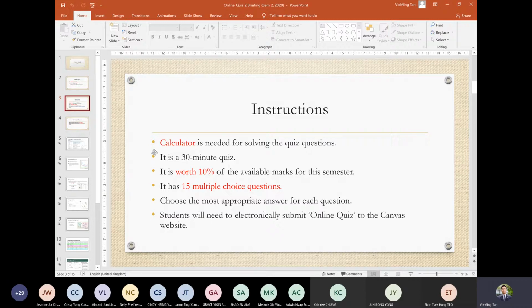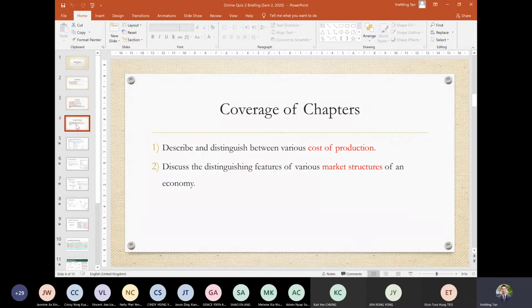What chapters will be covered? In short, only 2 chapters will be covered for quiz 2, which are the production costs, and the market structures part 1 and part 2. In fact, quiz 2 has the least coverage of chapters compared to quiz 1 and quiz 3. So quiz 2 is easier to score, because only a few chapters are covered: the cost of production and market structures part 1 and part 2. I'll stop for a while. Any question regarding the coverage of chapters? So far so good.